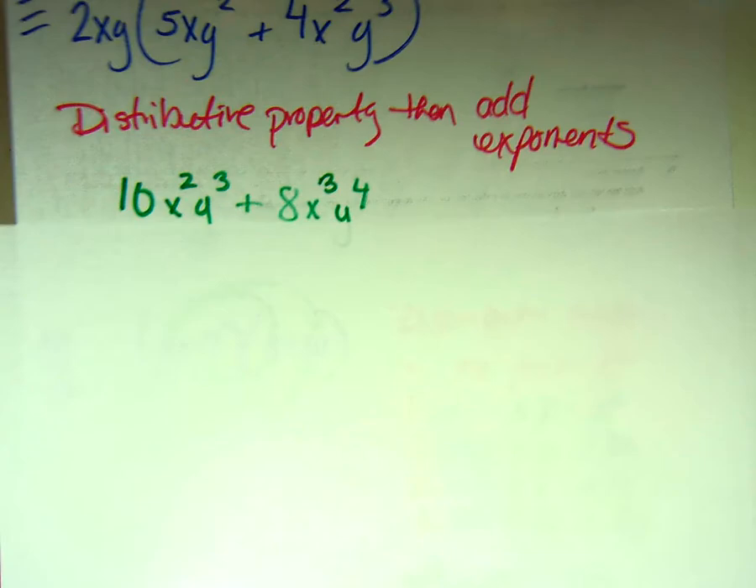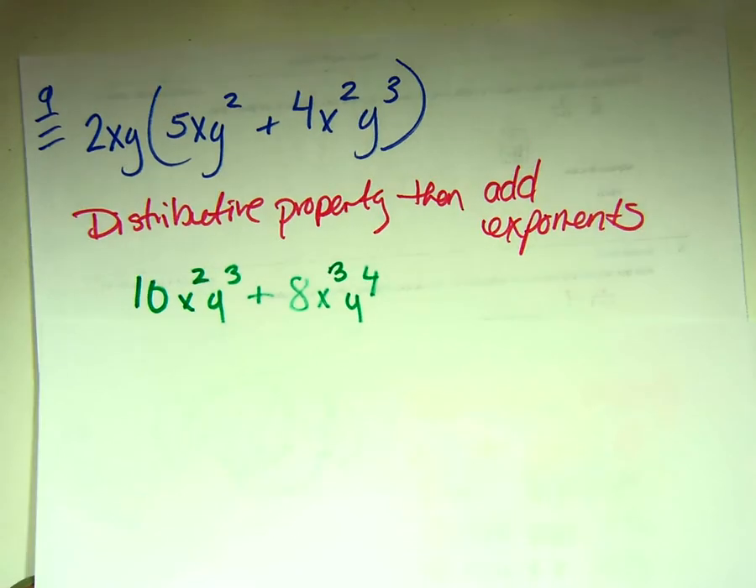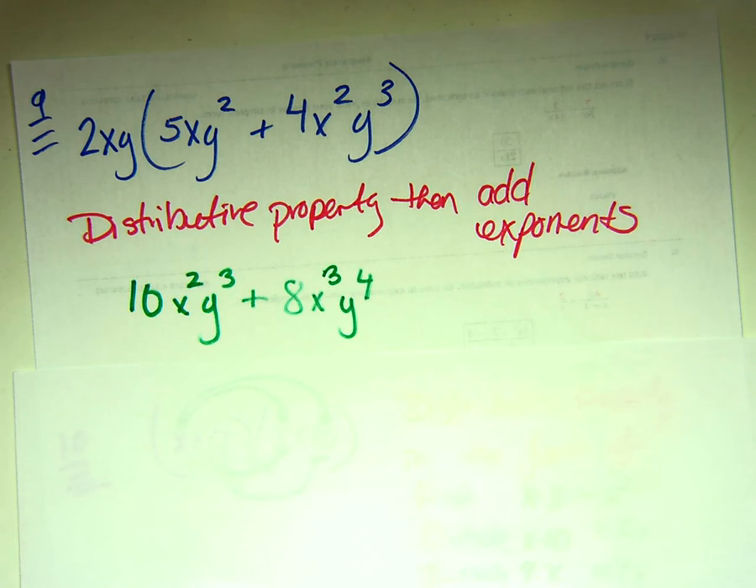Now we have another example, still using distributive property and adding your exponents. So with this particular one, whatever goes on the outside, you're going to multiply by each term on the inside, which is this right here. So 2 times 5 gives you 10. We're going to add the exponents. So this x1 plus this x1 gives you x2. That y1 plus this y2 gives you y3. Now be mindful, these are referring to your exponents. So I'm not saying powers.